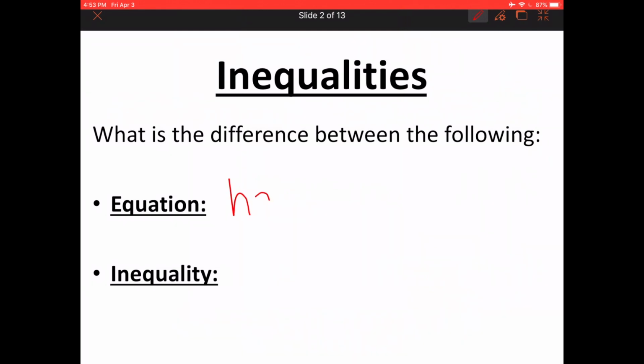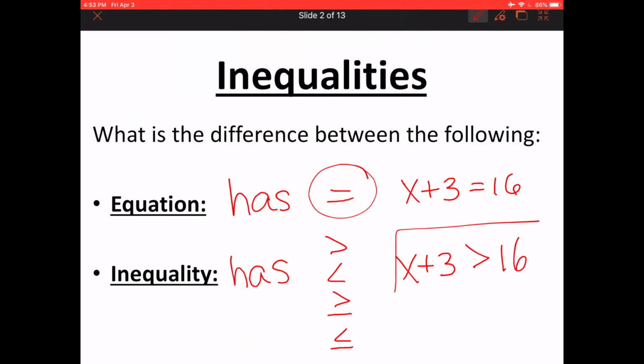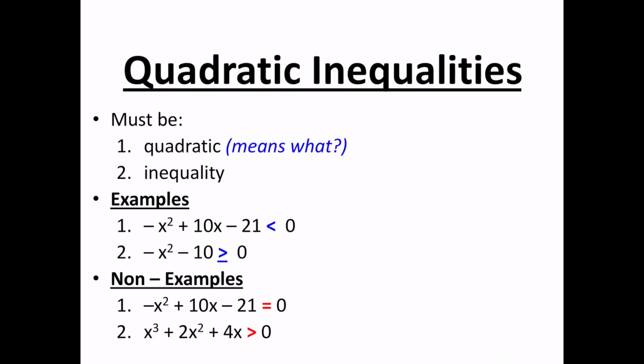So an equation has an equal sign, okay? Something like x plus 3 equals 16. There's an equation. An inequality has an inequality symbol. So something like greater than, less than, greater than or equal to, less than or equal to. The inequality could look exactly the same, but instead of the equal sign, it's going to have an inequality symbol. That's the only difference between an equation that has an equal sign and an inequality that has one of these inequality symbols.